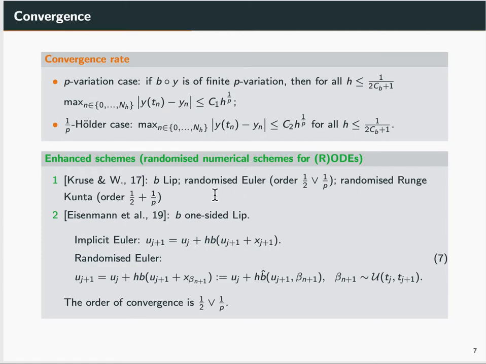One way to improve the convergence is to incorporate the stratified Monte Carlo method into the scheme. Cruz and I developed the so-called randomized numerical scheme in 2017 for the drift being Lipschitz continuous. Those schemes include the randomized Euler scheme and a randomized Runge-Kutta method. Later on, it was extended to the SDE problem. Here we consider the scheme after changing variables. In each of the evaluations, a uniformly distributed time variable is introduced here to interact with our driving noise x. Then the order of convergence can be lifted to at least half, even if the driving signal is quite irregular.